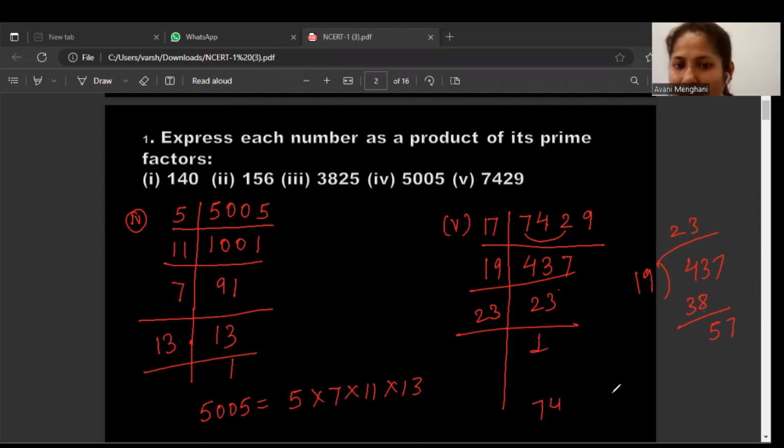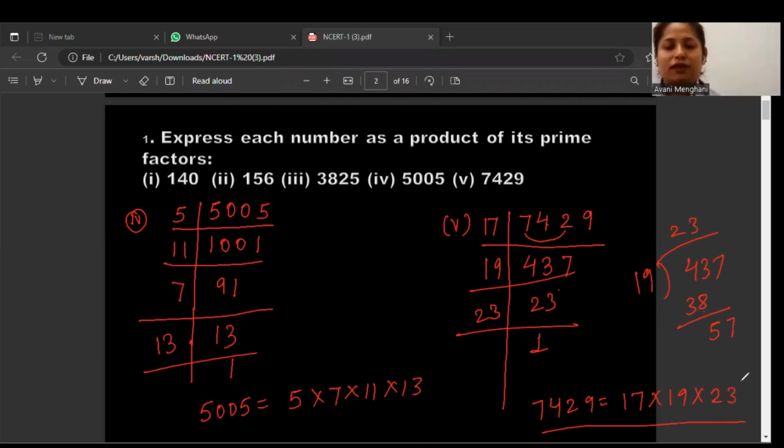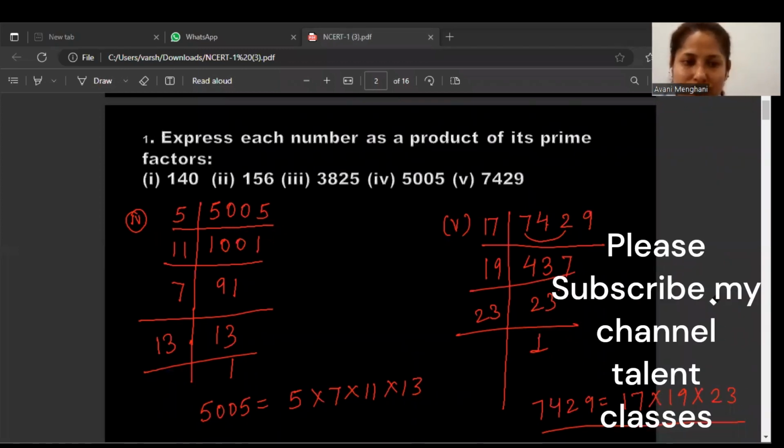So see, I'm also doing it by the hit and trial method. I'm just thinking of a number and checking whether the number will go by this or not. So there is no particular method. You have to practice. The more you practice, the more perfect you'll be in it. So practice multiplication, division, everything. All the 5 parts of question number 1 are done.